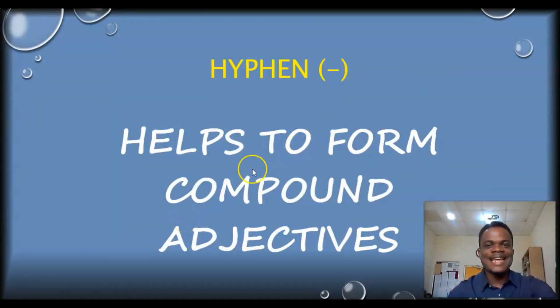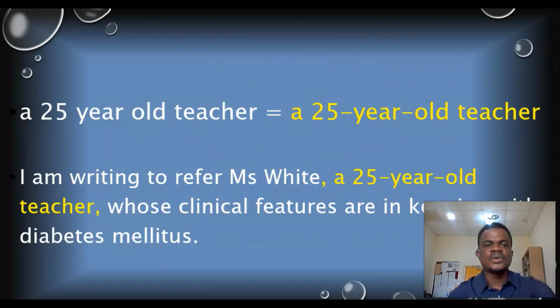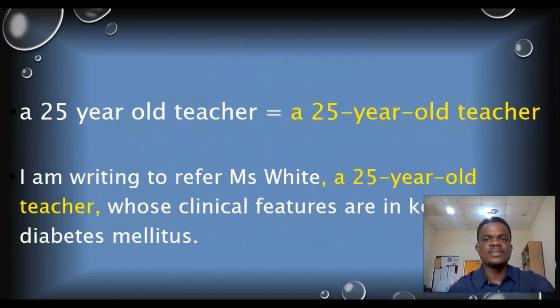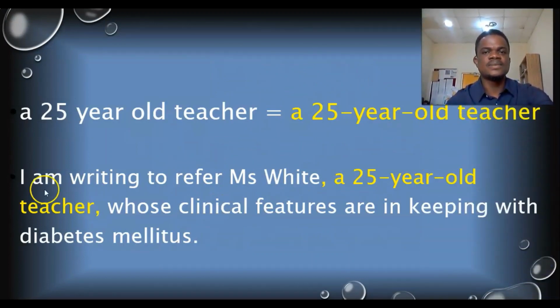All right, let's take a look at hyphens and see where we use them in OET letter writing. Usually we use them to form compound adjectives, especially when we are using maybe date of birth or a duration or something. Let's just take a look at the example here. So let's look at these examples.